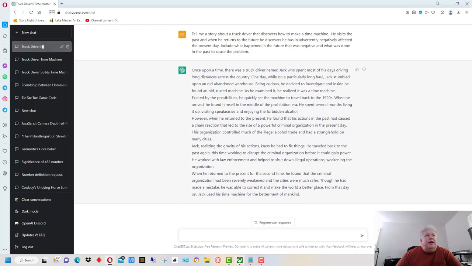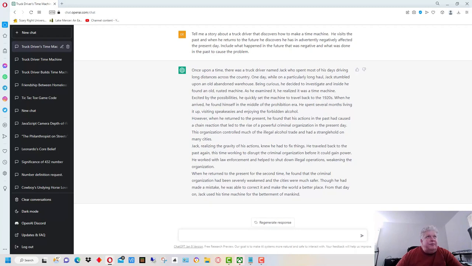One day, while on a particularly long haul, Jack stumbled upon an old abandoned warehouse. Being curious, he decided to investigate inside. He found an old, rusted machine. He examined it and realized it was a time machine. Excited by the possibilities, he quickly set the machine to travel back to the 1920s. When he arrived, he found himself in the middle of the Prohibition era. He spent several months living it up, visiting speakeasies, and enjoying the forbidden alcohol.